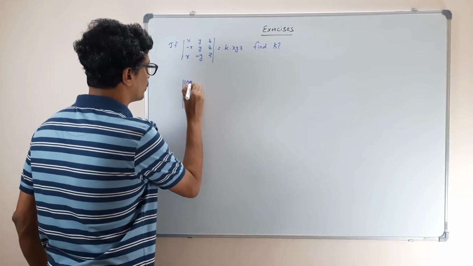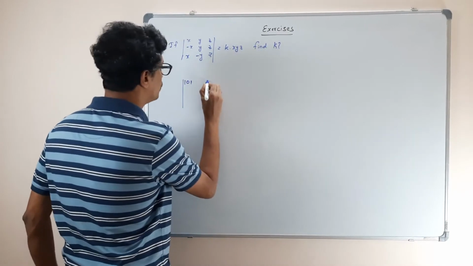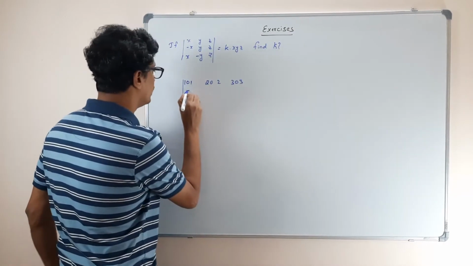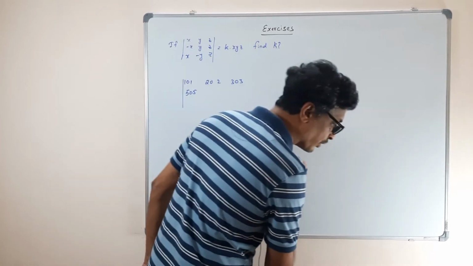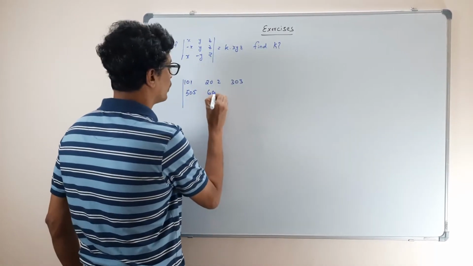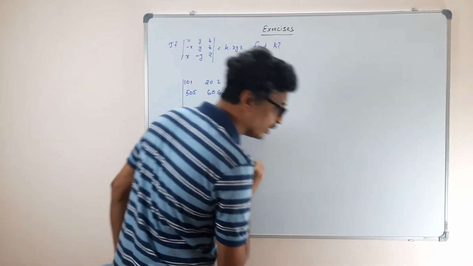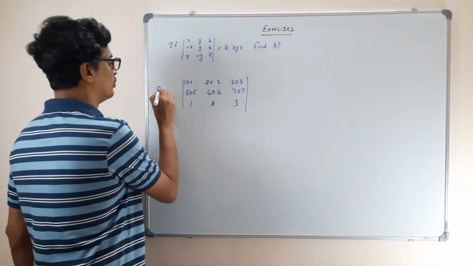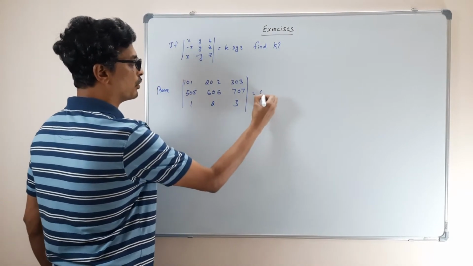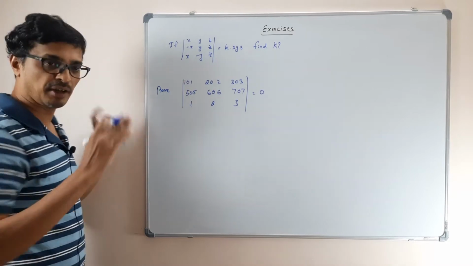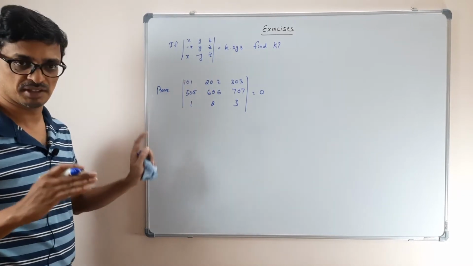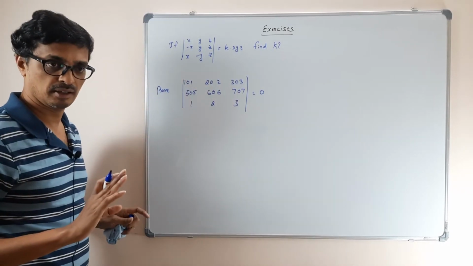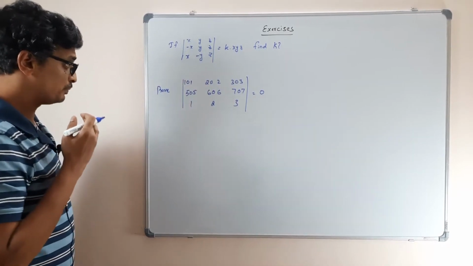The rows are 101, 202, 303; 505, 606, 707; and then 1, 2, 3. You have to prove this determinant equals 0. How will you prove it? You can see such big numbers. You can do it without performing the exact determinant formula. So how will you do it?